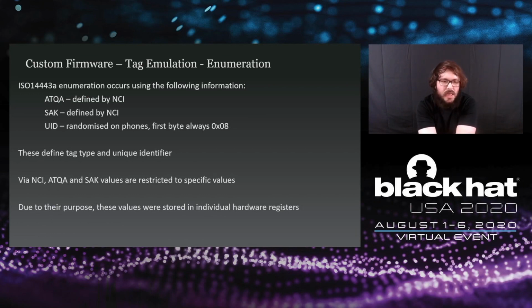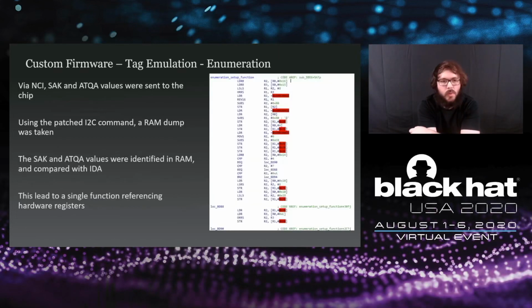However, certain bits were set in any ATQA value and SAK value I sent, which meant that it was restricted to always being known as a phone. I found out later that these values are probably stored in individual hardware registers, and I needed to find out how this worked. I sent specific values to the chip and then searched through RAM to see if I could find where they were stored. I then compared this to IDA and found where the addresses of these were compared with hardware addresses. And I found this function which loaded each SAK and ATQA and UID value into certain addresses.